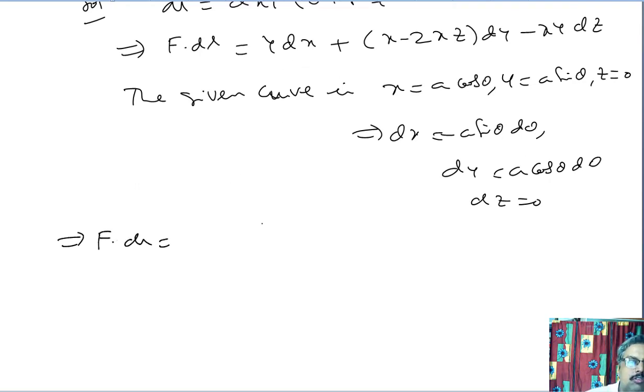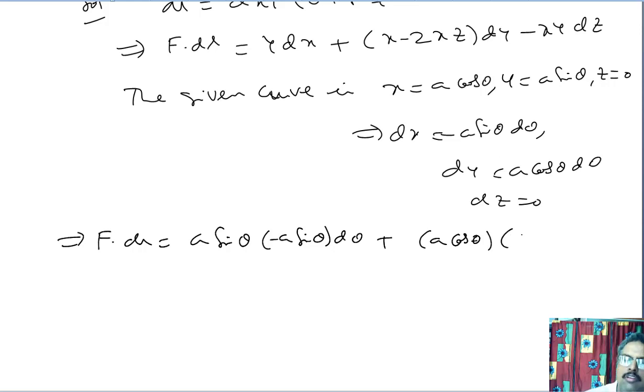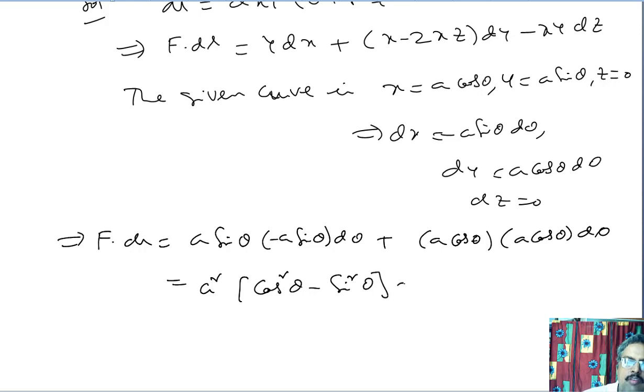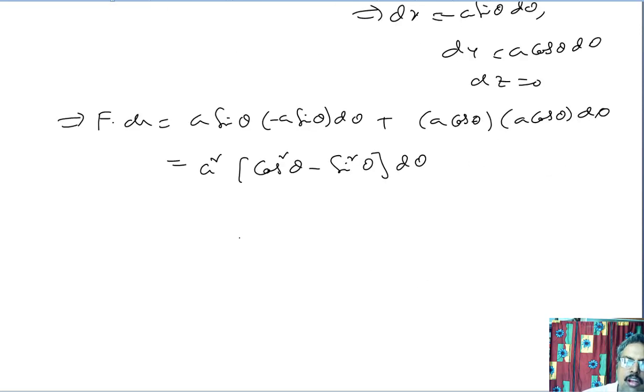First y, a sin theta, dx minus a sin theta d theta plus x, a cos theta. Here z is 0, dy equals a cos theta d theta. Simplification: a square is a common term, cos square theta minus sin square theta d theta, which is nothing but a square cos 2 theta.